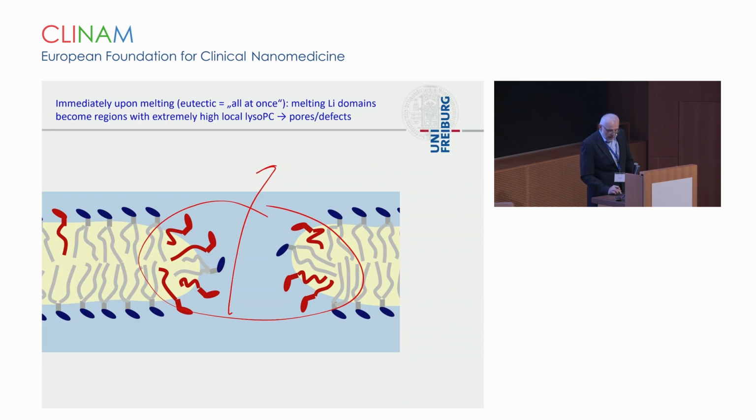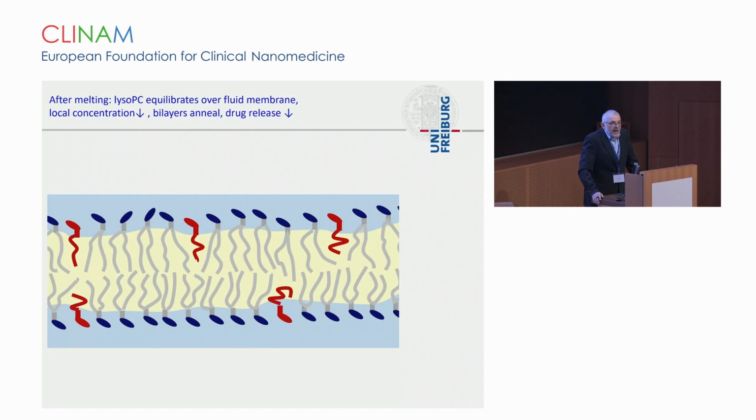But if you wait a little longer, of course, the lysolipid can distribute freely over the membrane. And this is the idea what makes the membrane anneal. If you just spread out 10% of lysolipid evenly in a fluid membrane, it is not causing pores anymore. So this is what makes the membrane anneal.